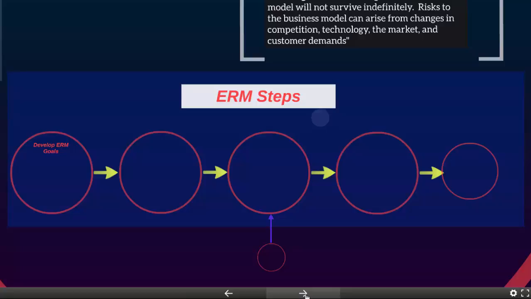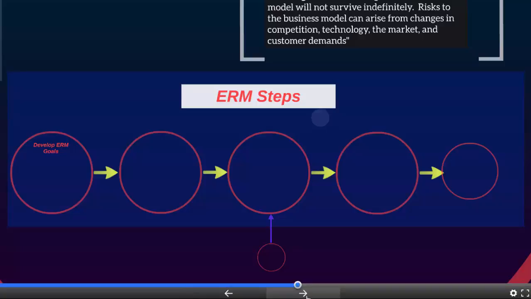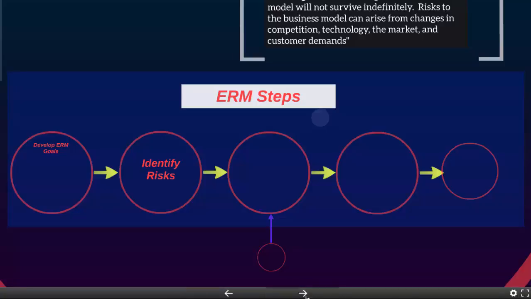Remember, as we discussed in ARM 2005, you have to know where you want to get to as an organization before you take any future steps. Then you identify risks, of course. Then you analyze, evaluate, and prioritize critical risks.